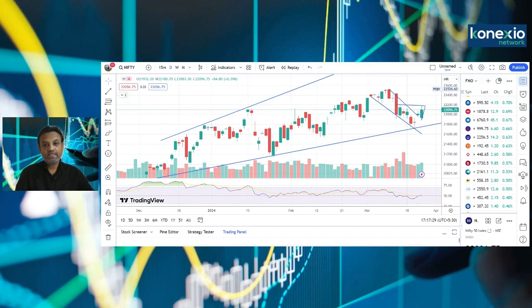So overall, the trend seems to be positive, but looking at the charts, I feel one should wait for some pullback in the Nifty. Any correction should be used as a buying opportunity.